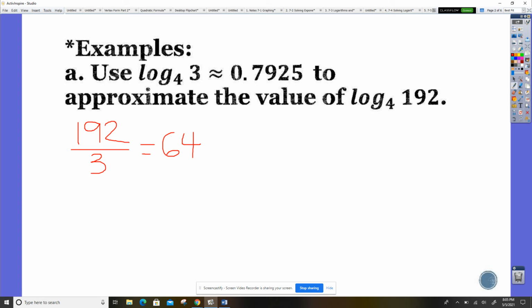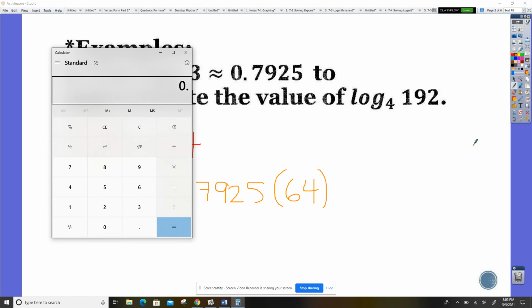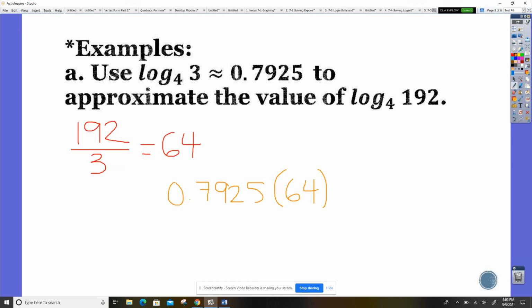So now what I need to do is take this value, 0.7925, and multiply it by that 64. So I'm going to take 0.7925 times 64, and when I figure out what that is, that's going to give me my answer. So I'm just going to get out my calculator and type 0.7925 times 64. Well, that tells me it's 50.72. So what that means is log base 4 of 192 is approximately 50.72.